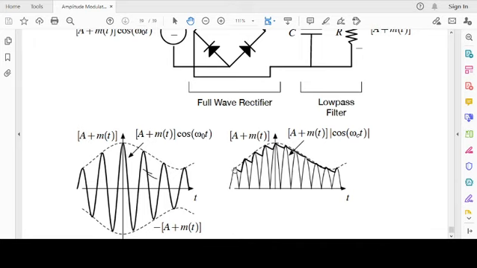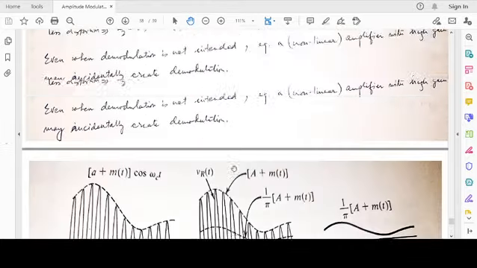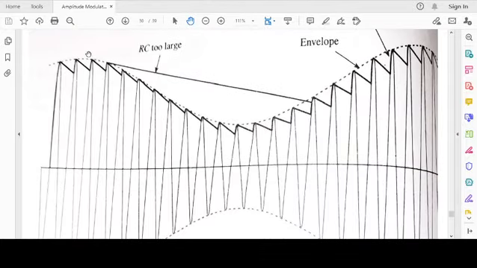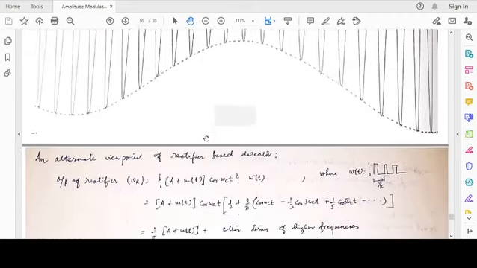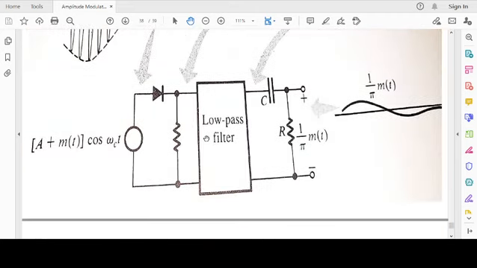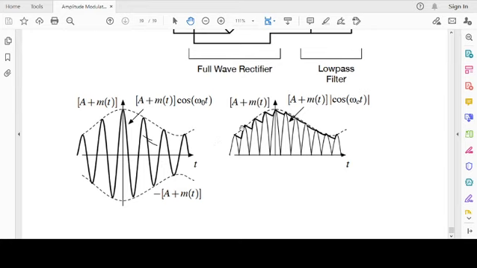Here the stringent requirement on RC may be relaxed a little bit, because in the previous case you had a problem that the envelope needs to be tracked. It should not decay very fast. But now you have an intermediate signal present. The negative lobe gets converted upward in the positive direction. So you might have a relaxed condition on RC, and you have this envelope.